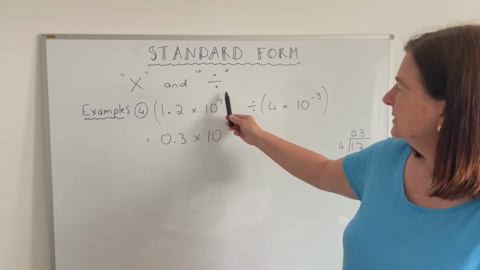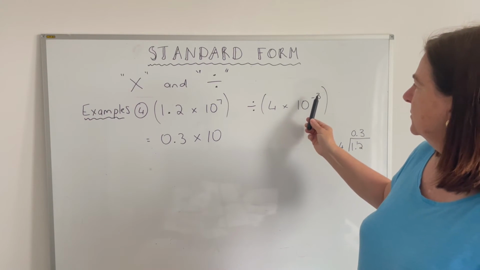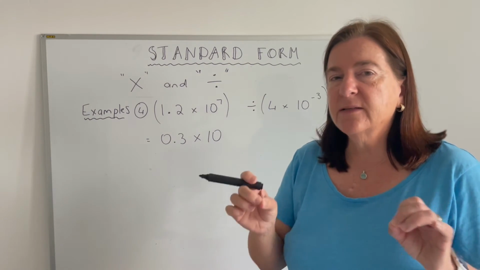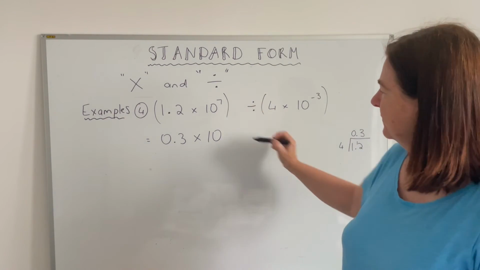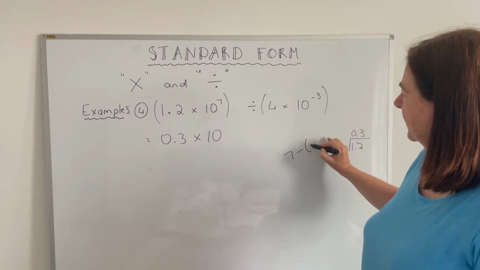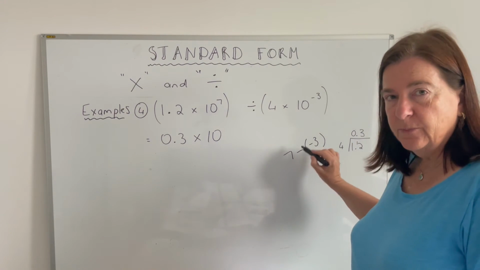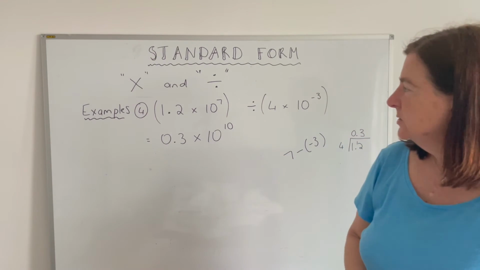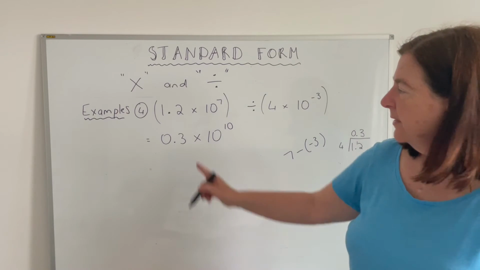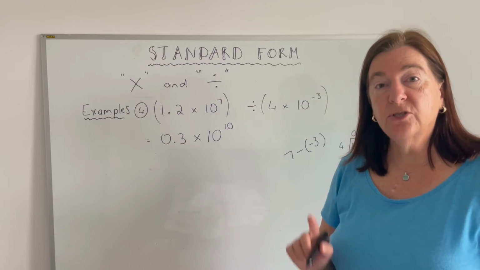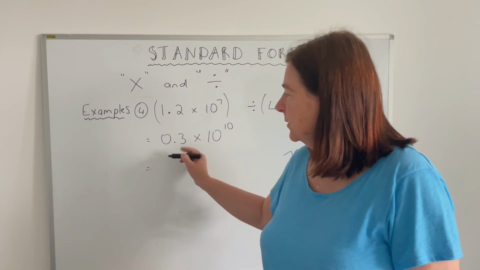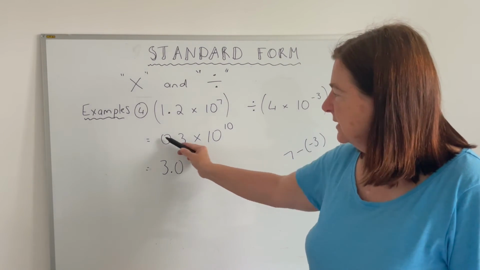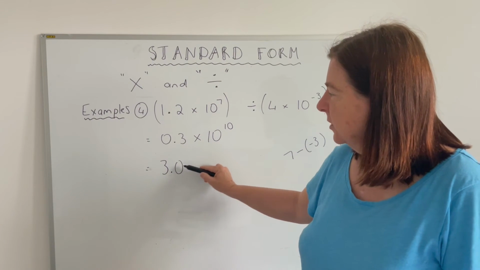Now let's remember our rules here. So if we have 10 to the 7 divided by 10 to the negative 3, the rule is I subtract the indices. So essentially I'm going 7, take away negative 3. And remember, when you subtract a negative, it becomes add. So that's actually going to produce 10 to the power 10. This is not in standard form. So we need to change that into standard form. So standard form would be 3.0, because your first digit in this number is 3. And after that is just 0.